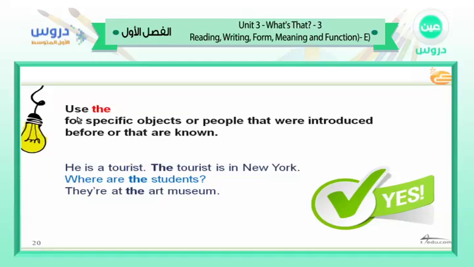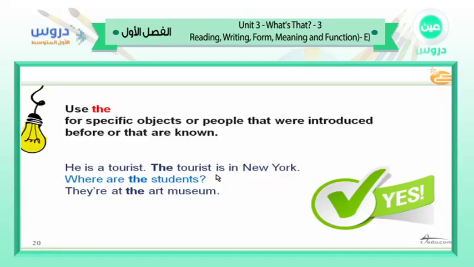The second point here: use the for specific objects or people that were introduced before, that are known. For example, here, he is a tourist. It's the first time I mentioned this tourist, so I use a, and it's a singular noun.